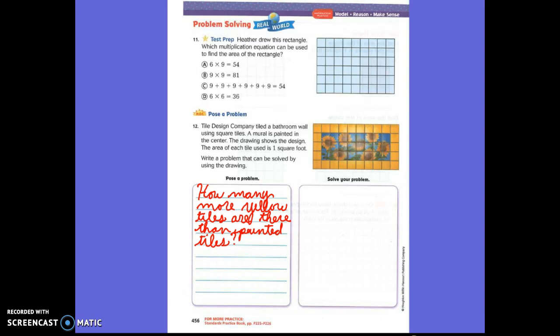Okay, so you guys told me to write how many more yellow tiles there are than painted tiles. Now we have to solve our equation. Can we count the yellow tiles with an array, like multiplication or repeated addition? No, we just have to count them. So we could count them going around.